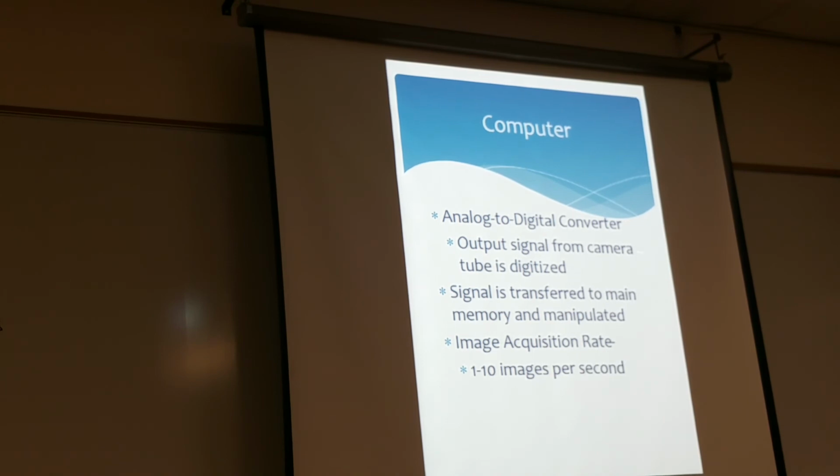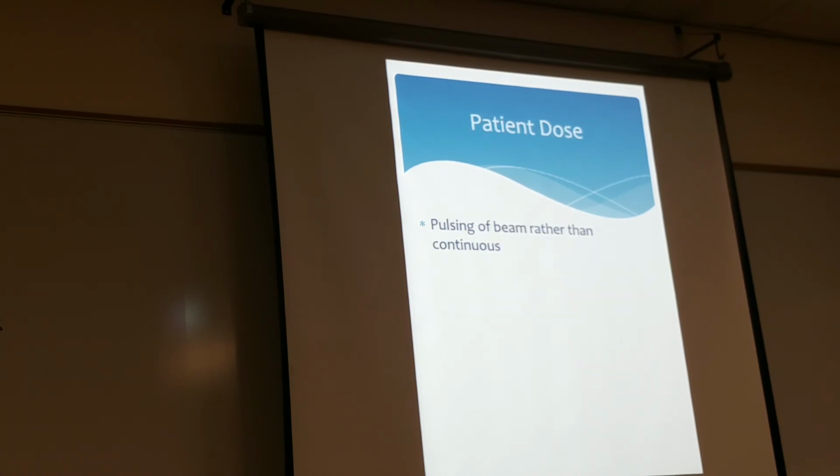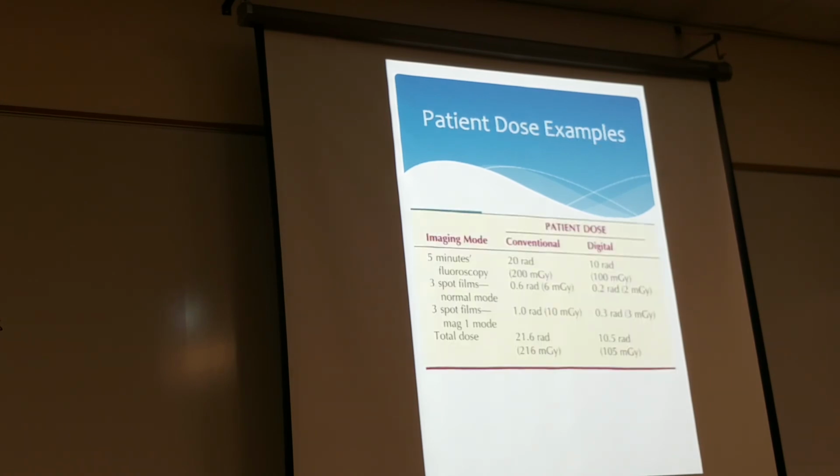The output signal from the camera tube, which we're not using anymore, is CCD, and then image acquisition rates, which we talked about already, 1 to 10 images per second. So we've already kind of talked about that. And then we talked about this already. Patient dose is reduced because of pulsing of the beam rather than continuous.